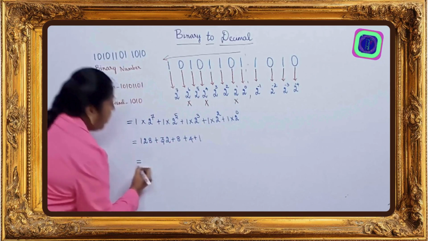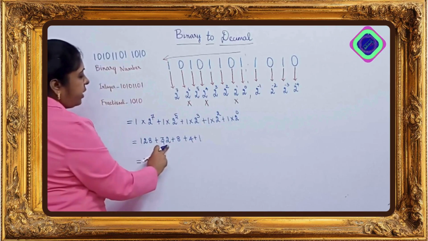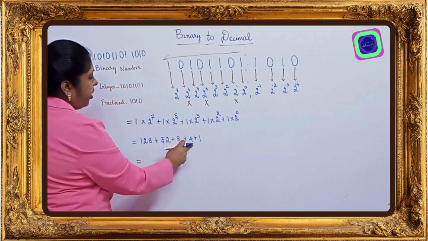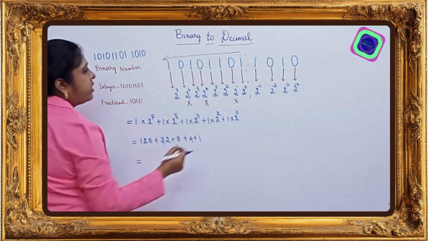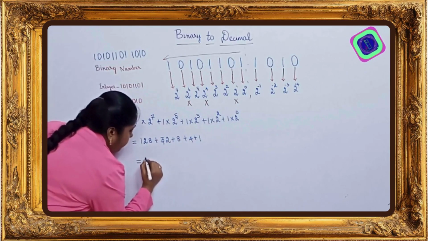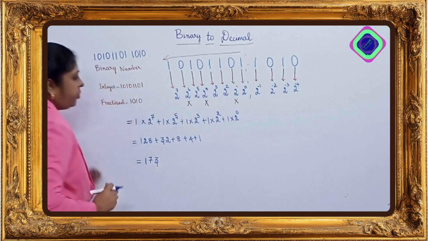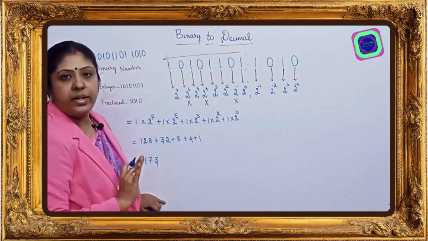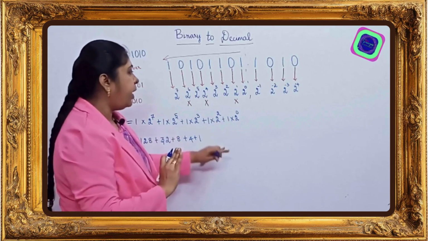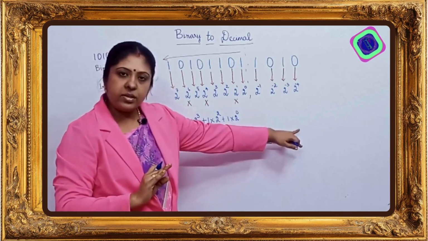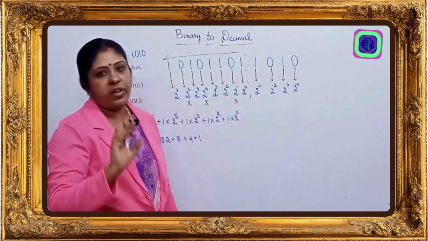So the total value is 128 plus 32 plus 8, 32 plus 8 is 40, 44, 45, 128 plus 45, which gives 173. This is the attained integer part. Now for the fractional part, we have to find the sum of the products for the fractional part also.